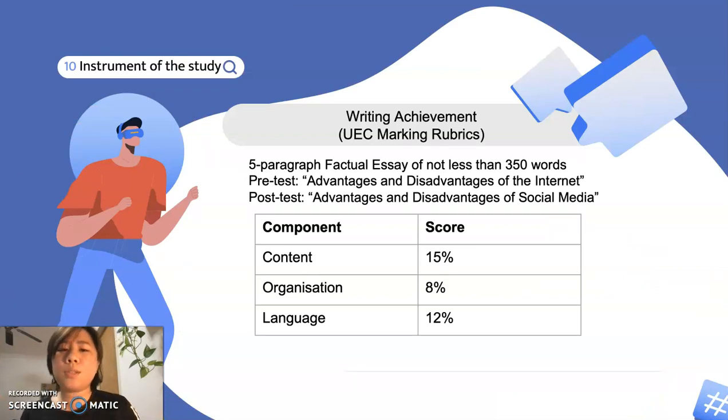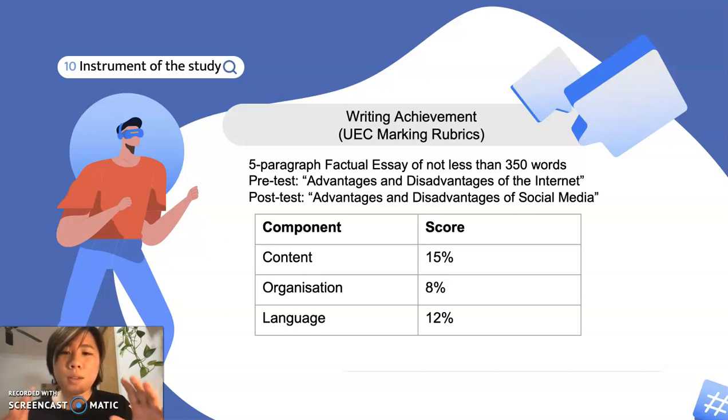So the first instrument is to do with the writing achievement. As students are from Chinese Independent High School, they will be marked or graded according to the UEC marking rubrics, whereby a 5-paragraph factual essay of not less than 350 words is given. For the pre-test, the question will be advantages and disadvantages of the internet. Post-test will be advantages and disadvantages of social media.